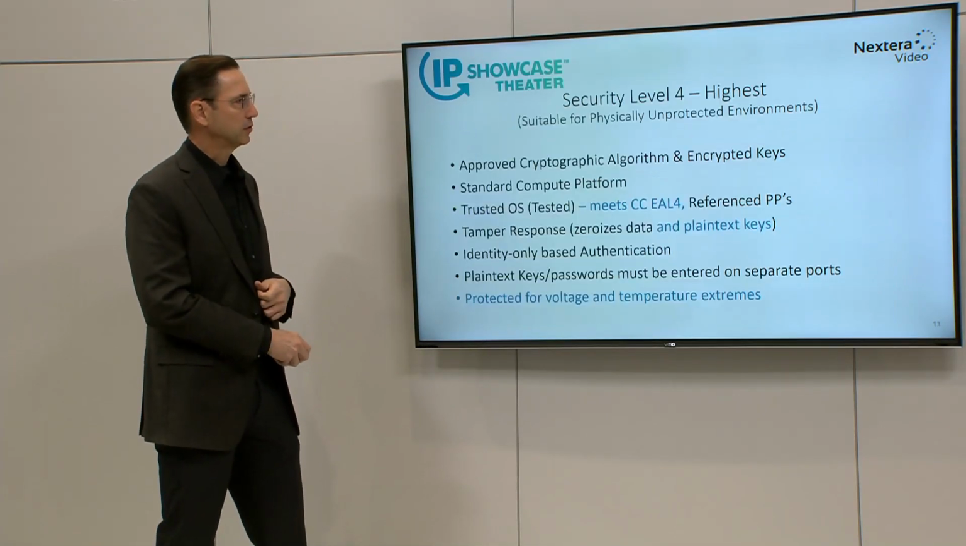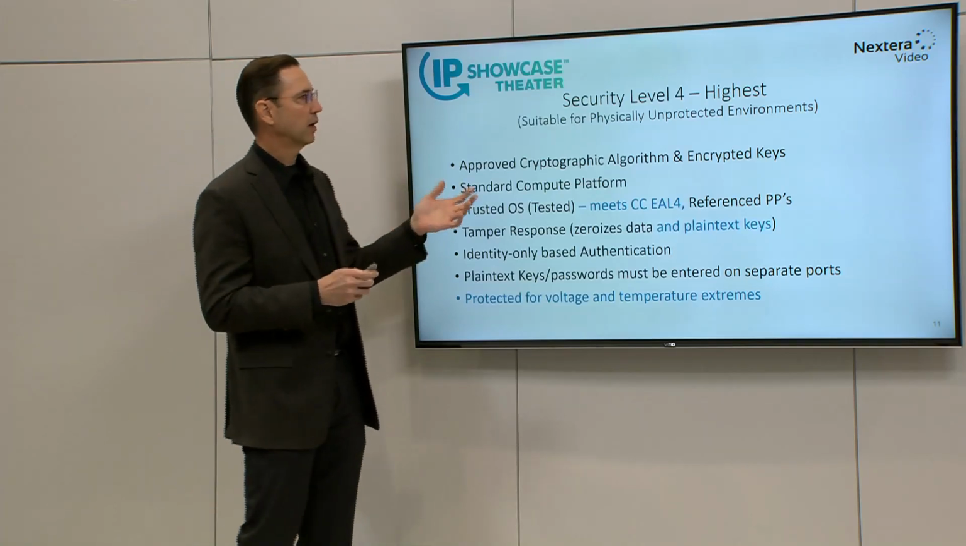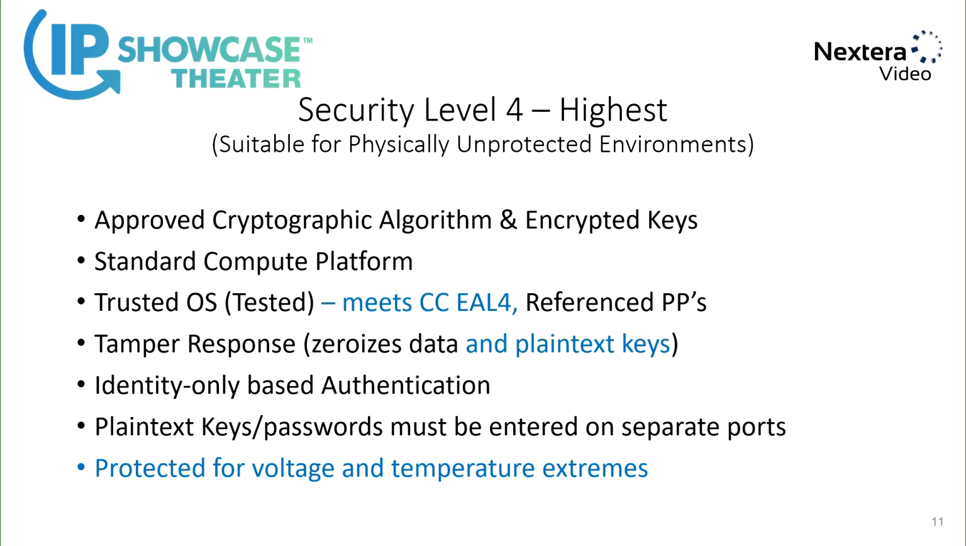Level 4 is really for the highest level where you need unprotected environments. I've got some kind of box, I've got a gateway that needs to be out in the open, and I can't be there to keep my eye on it. So further step of validation on the operating system, and also protecting against things like voltage and temperature extremes, because those are some techniques that hackers can use. They can apply heat, they can alter the voltage that might break some of your protection systems.